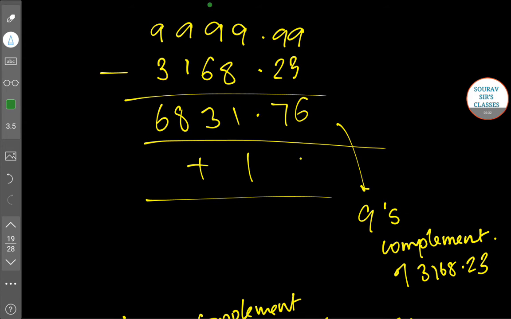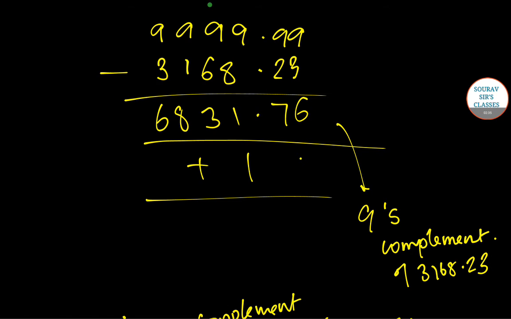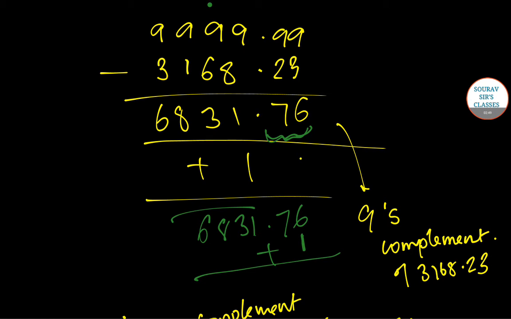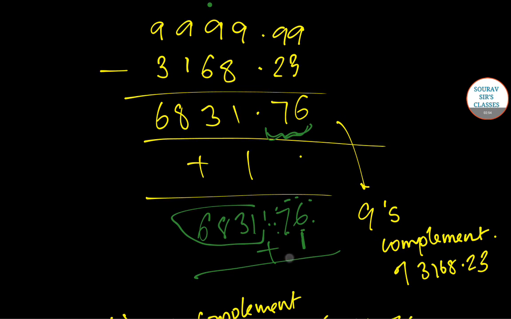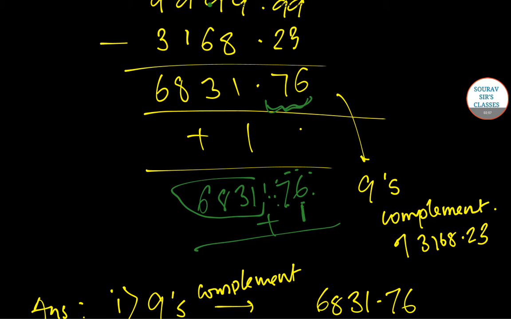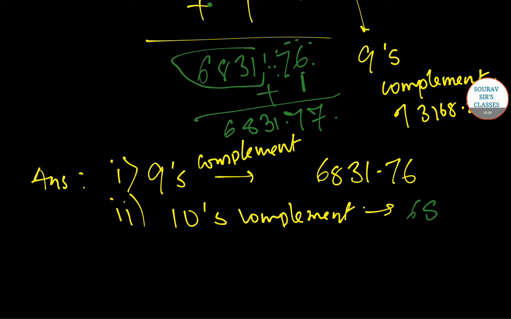Upon adding this, the interesting thing to note is that this one gets added to the decimal part of the number. So this is actually 6831.76 plus 1, that is added to the floating point part of the number, to the rightmost digit. So the answer will be 6831.77. So the 10th complement is 6831.77.